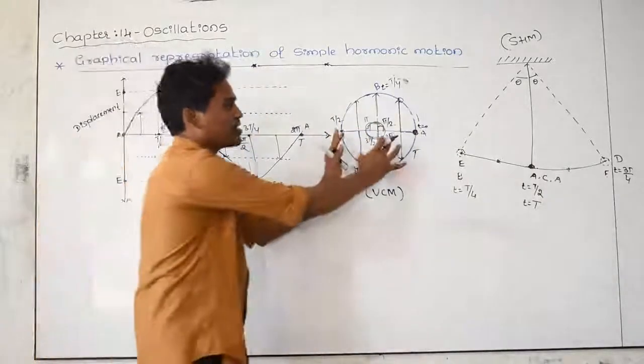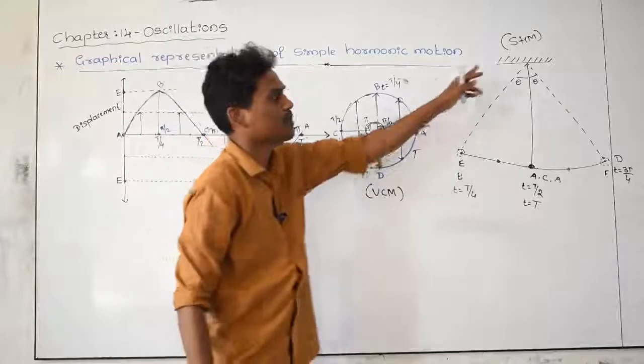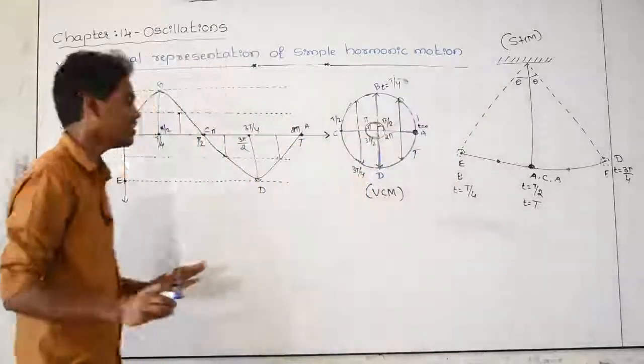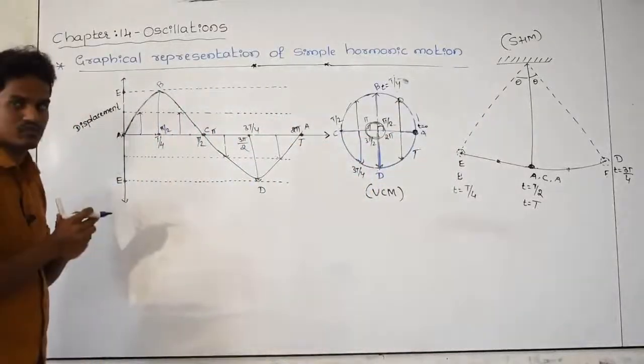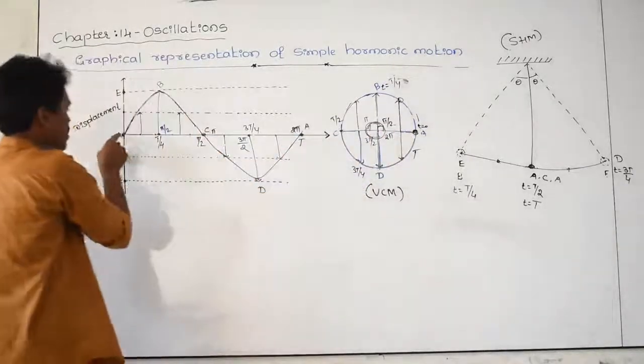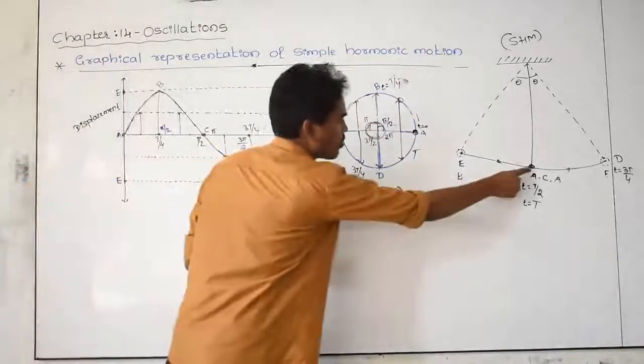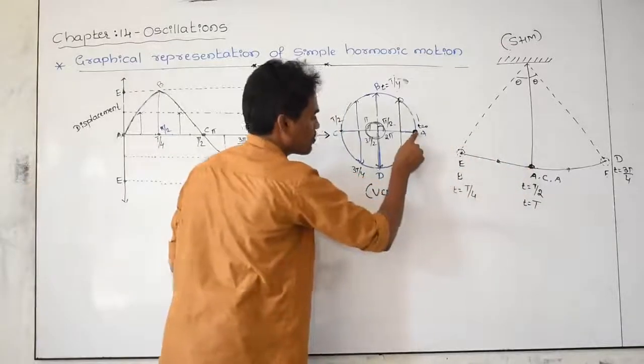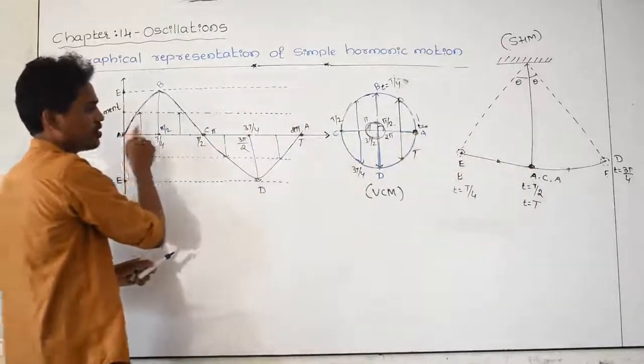With the help of this circular motion, the simple harmonic motion can be represented graphically like this: 0 displacement.